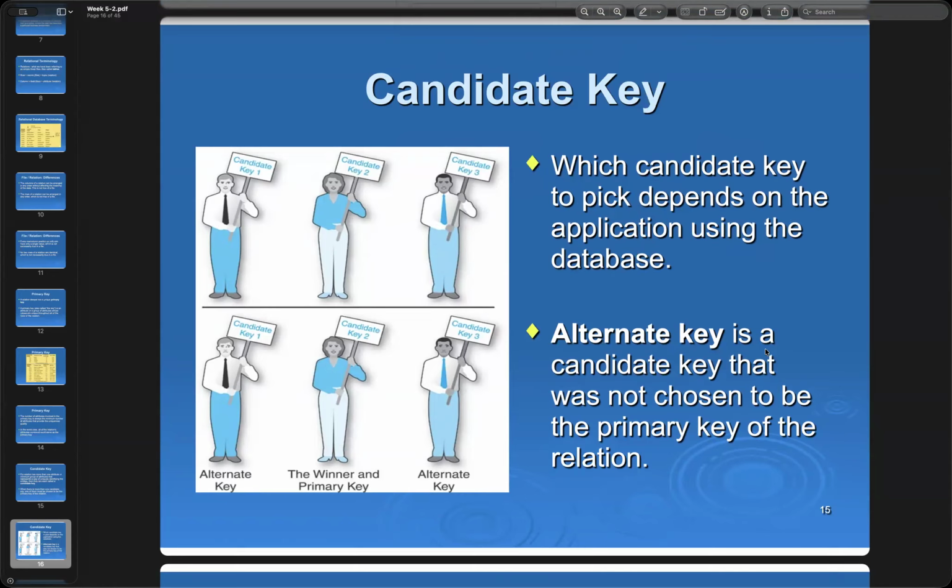We also have the alternate key. It is a candidate key that is not chosen to be the primary key of the relation, so it is called an alternate key. We have multiple candidate keys, one is chosen as the primary key, and the rest will be alternate keys.